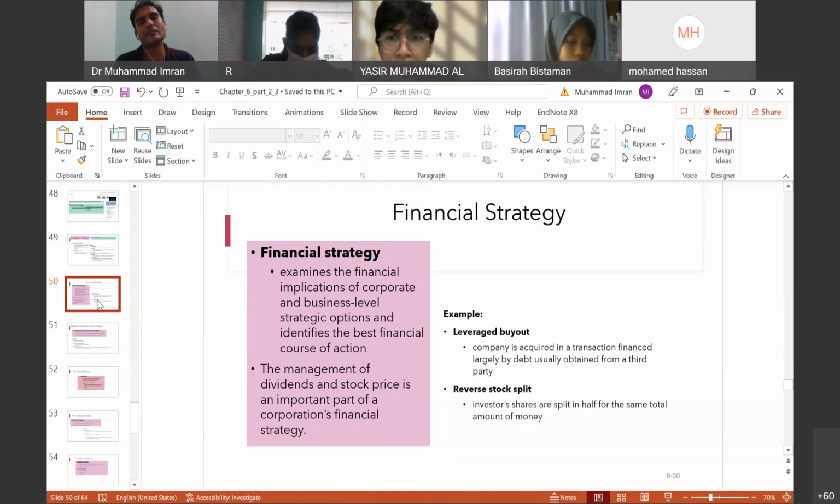Basically, the financial implications of corporation and business level strategic options identify the best financial course of action. What will they do? The management of dividends and stock price is an important part of the corporation's financial strategy. What is a dividend? Can anybody explain dividend?